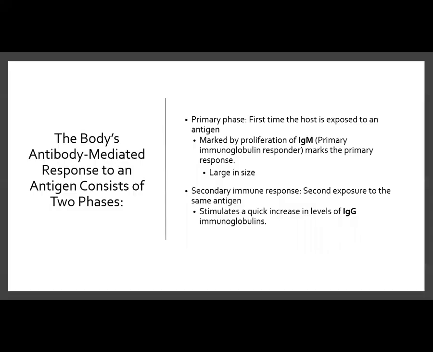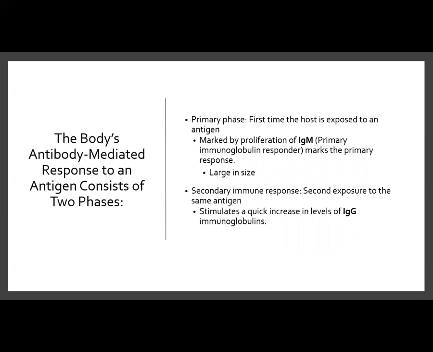So the body's antibody-mediated response to an antigen consists of 2 phases. Your primary phase is the first time the host is exposed to an antigen. So using that cold example, this is the very first time that I've been introduced to a cold. It's marked by proliferation of immunoglobulin M, which is the primary immunoglobulin responder and marks the primary response, and it's very large in size.